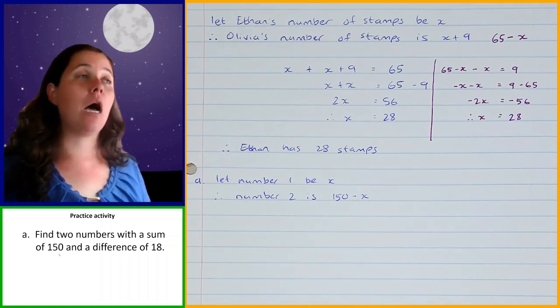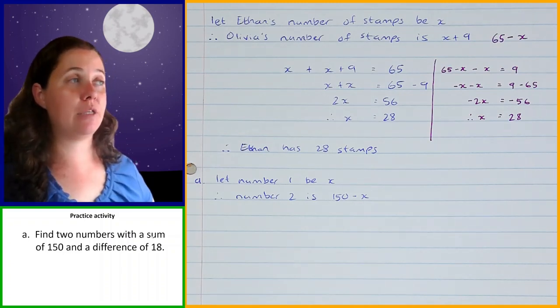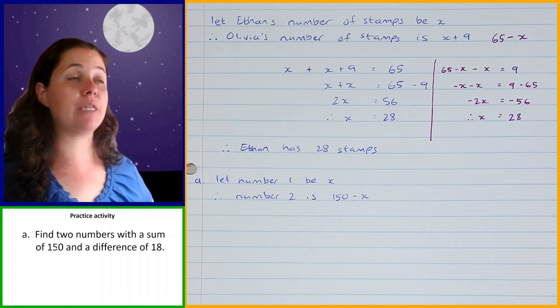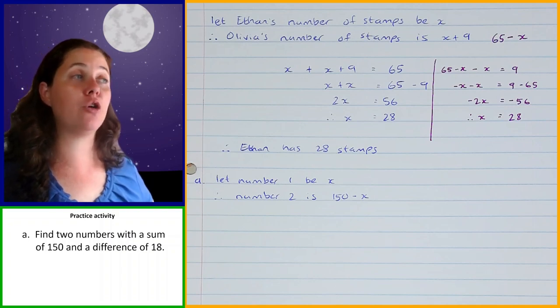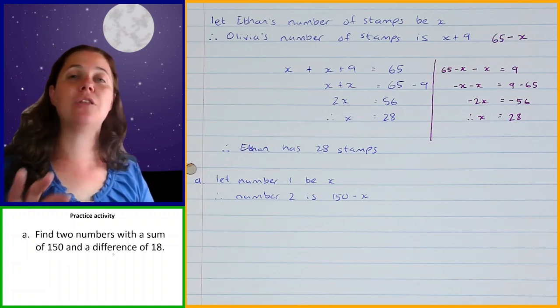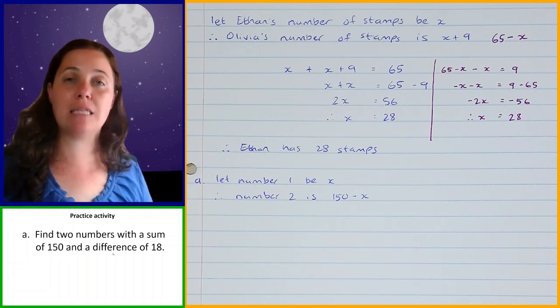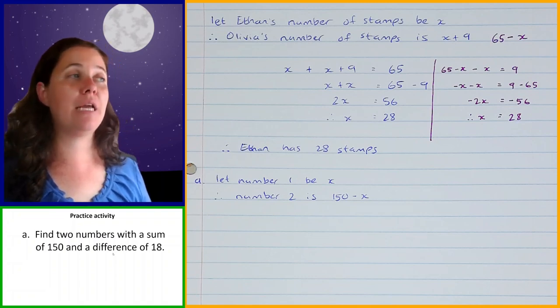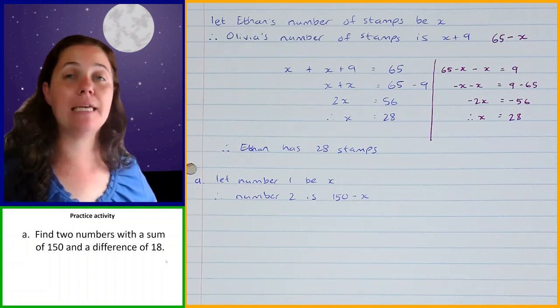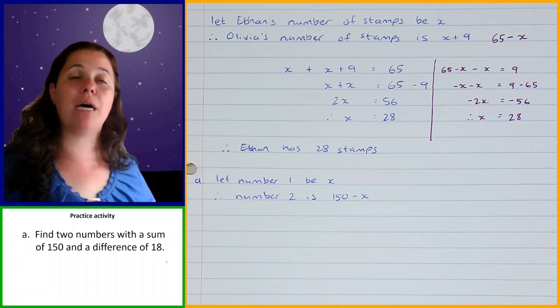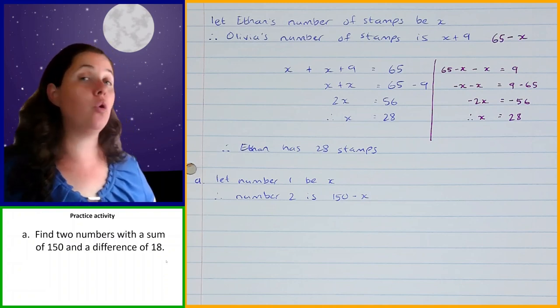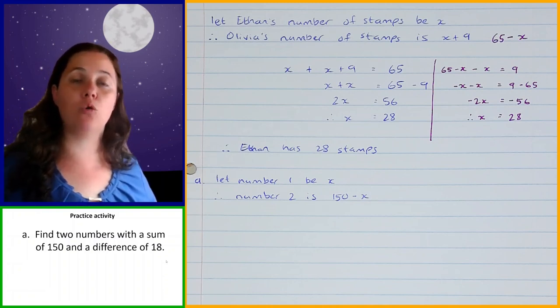Okay, so now I've used the information about the sum being 150. Now I'm going to go and use the information about the difference. Remember, sum means addition, difference means subtraction. So that means if I take the two values and I subtract them from each other, I should end up with 18. So number 1 minus number 2 gives me 18, or number 2 minus number 1 also gives me 18.